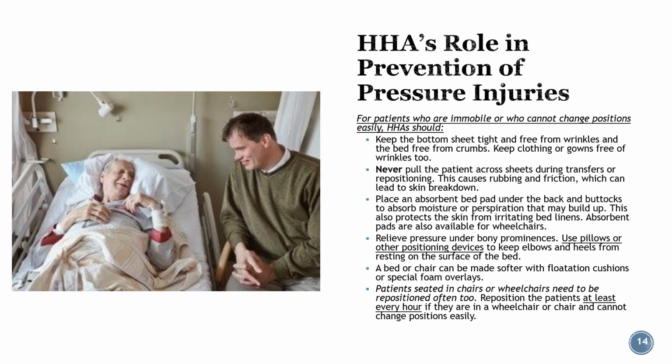HA's role in prevention of pressure injuries. For patients who are immobile or who cannot change positions easily, HA's should keep the bottom sheet tight and free from wrinkles and the bed free from crumbs. Keep clothing or gowns free of wrinkles too. Never pull the patient across sheets during transfers or repositioning. This causes rubbing and friction, which can lead to skin breakdown. Place an absorbent bed pad under the back and buttocks to absorb moisture or perspiration that may build up. This also protects the skin from irritating bed linens.